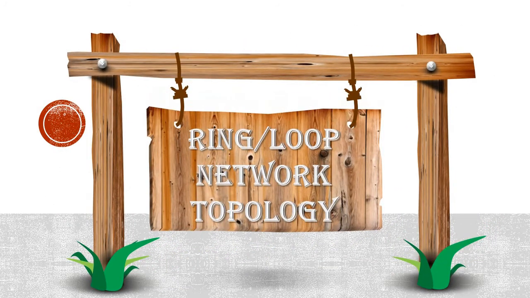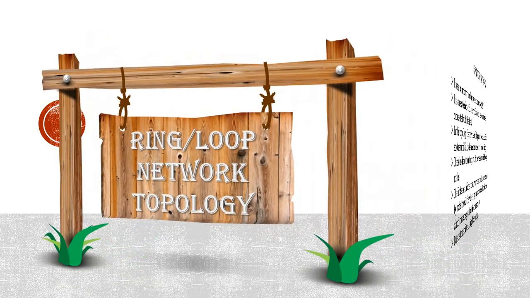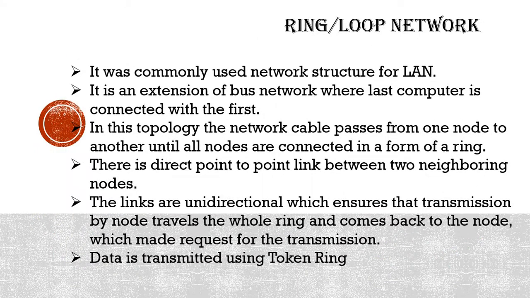Now we will move towards the next topology, that is ring. A ring topology is also called a loop. It is a commonly used network structure for LAN. It is an extension of the bus network where the last computer is connected with the first. So that's why this is also called a loop network topology.